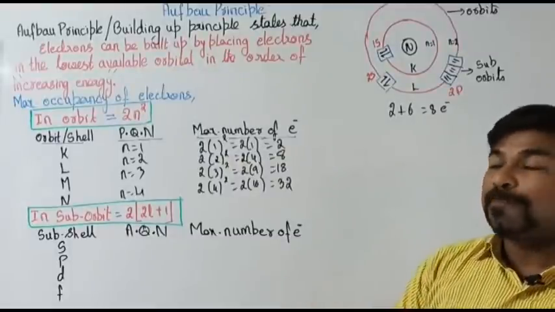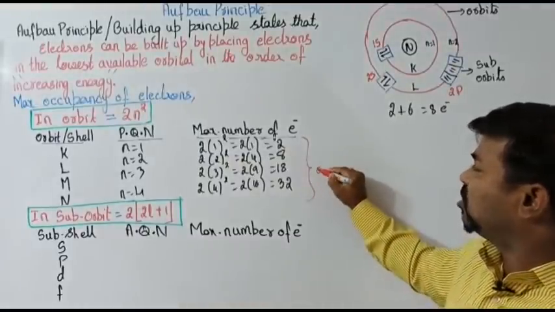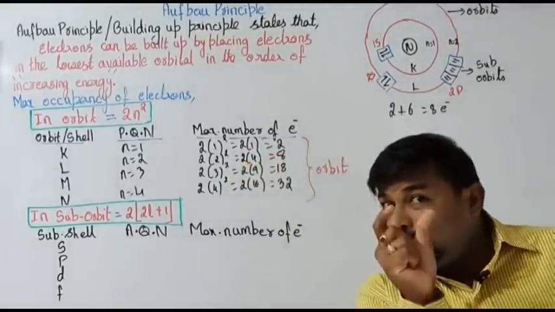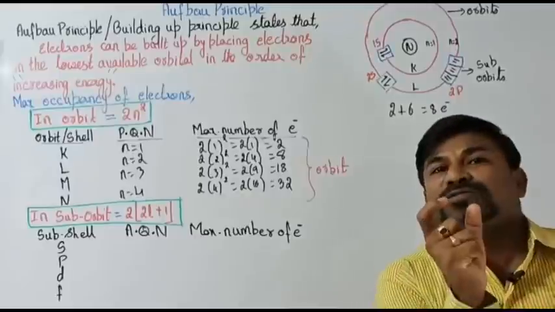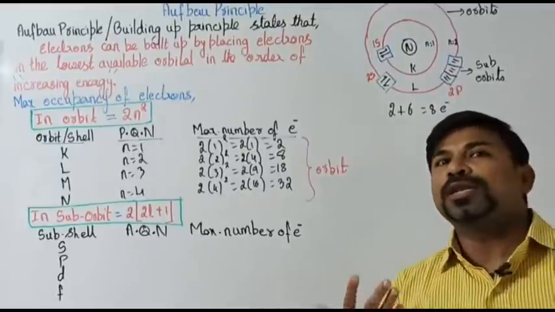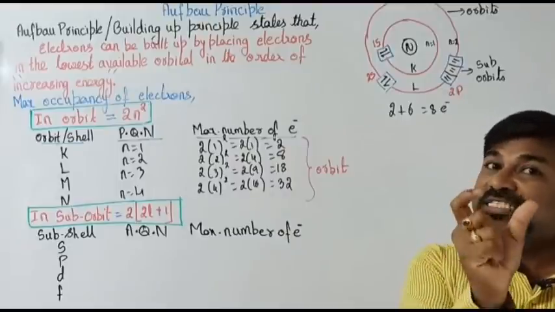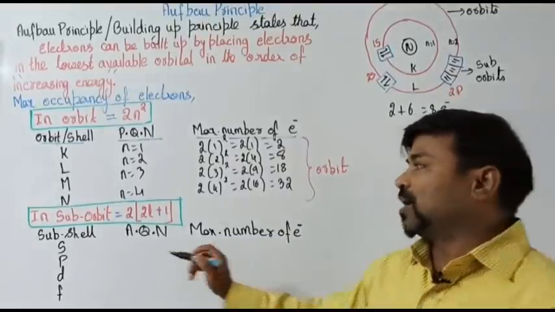Now this comes in the place of orbits. This is nothing but the orbit, orbit occupancy. In orbital, that is nothing but subshell or the suborbit, how many maximum number of electrons can be accommodated in each subshell? Let's go with the formula here.